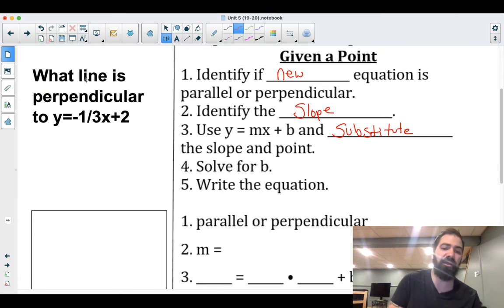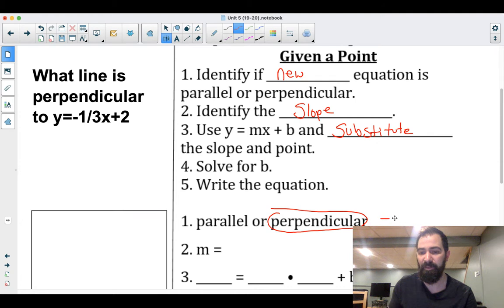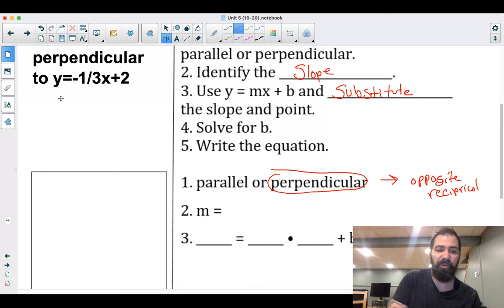We want to write an equation that is perpendicular to the line y equals negative 1/3 x plus 2. And we want to have that equation be perpendicular. So we're deciding that we want it to be perpendicular. Remember, that means opposite reciprocal. Okay. So what's the slope of this equation? Well, we know the slope is negative 1/3.